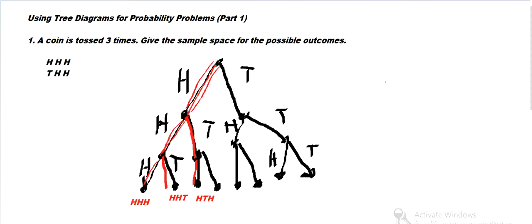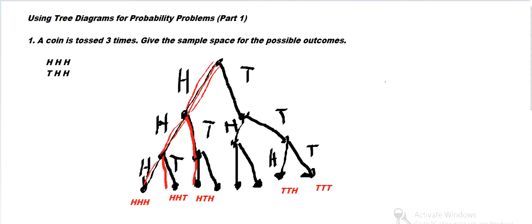And then all the way down, we can continue on, and the very last ones would be tails, tails, heads, and tails, tails, tails. So we can note those, and note the ensuing ones by just going down and seeing where each node came from.